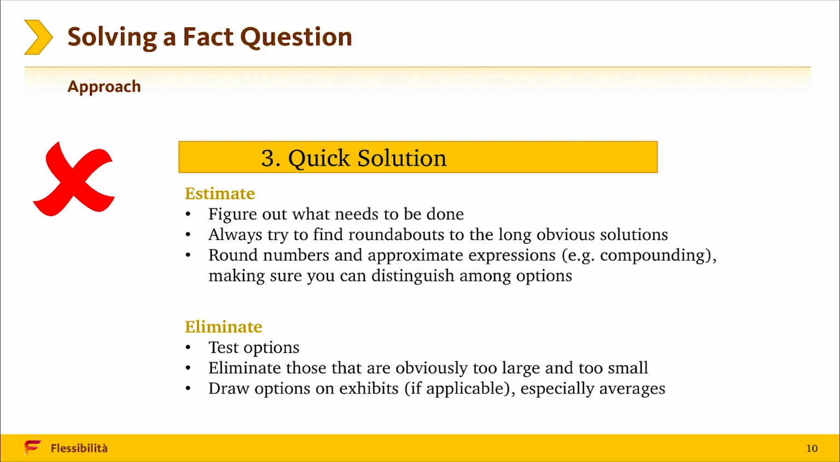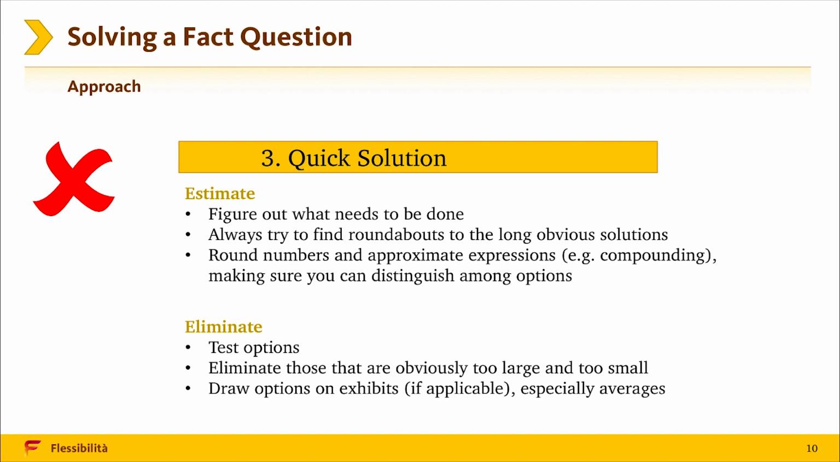The 2 major pieces of advice here are estimate and eliminate. Estimate means be lazy about computations. Figure out what needs to be calculated and search for approximations and roundabouts. Round numbers as much as possible, but not too much to avoid mixing of options.